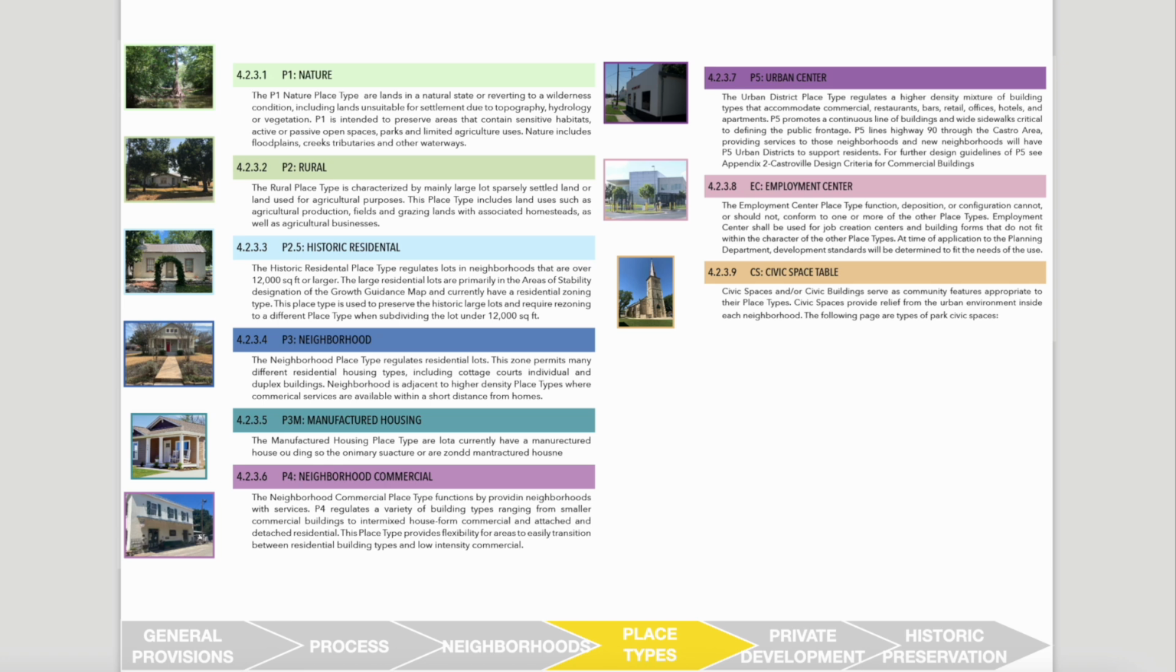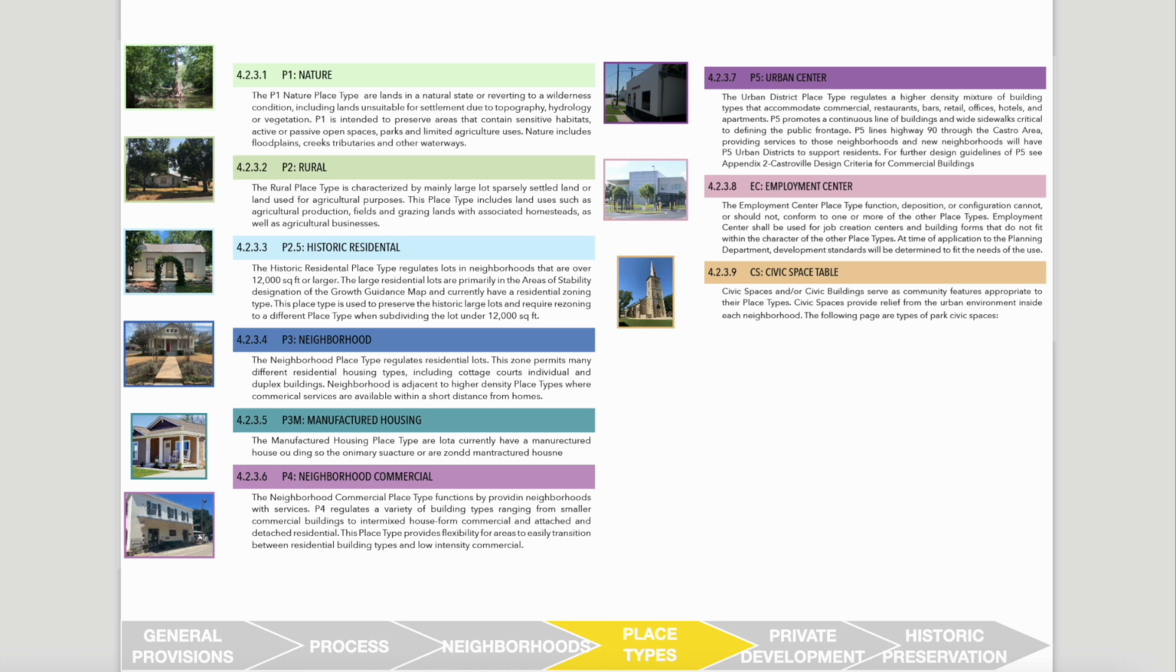These are the place types for Castroville, starting with the least intense of P1, nature, and progressing up to the most intense version of P5, urban center. P1, as it reads, is intended for nature, meaning that human dwelling outside of recreational uses that are non-permanent is not permitted without special request. These were determined primarily based off of floodplains and topographical limitations.